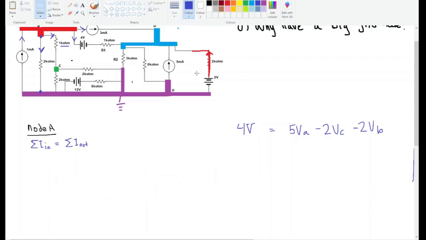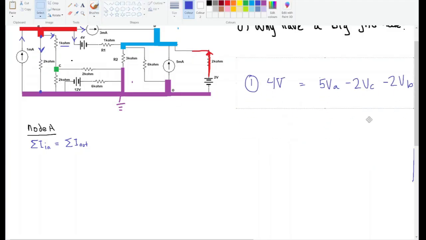Okay, so let's label that. We'll just say equation 1. It doesn't really matter that you say it's node A. You'll see why in a bit. Now let's answer our question.